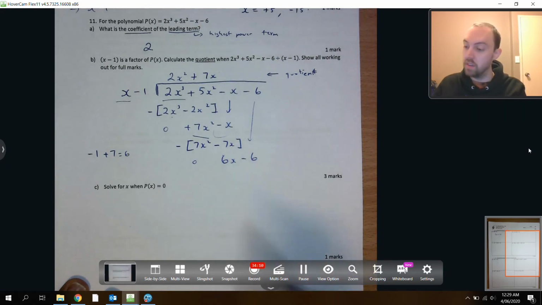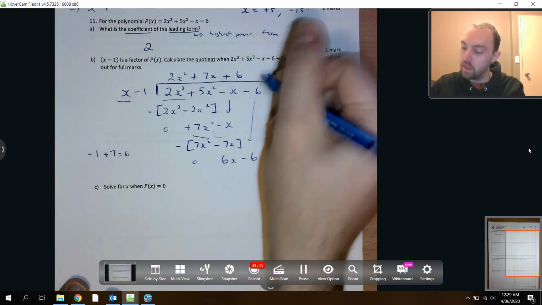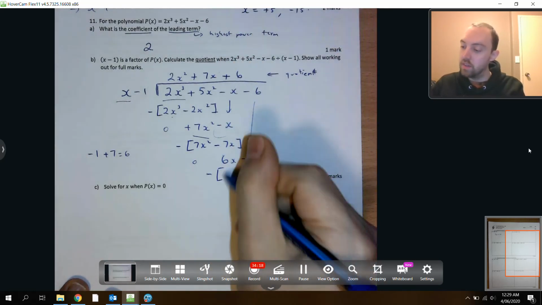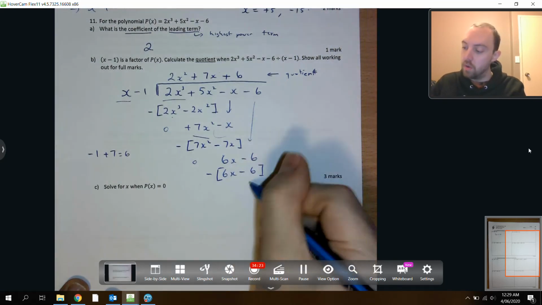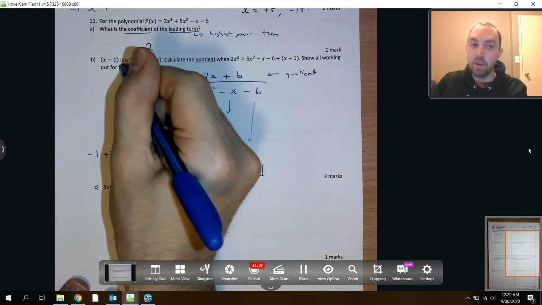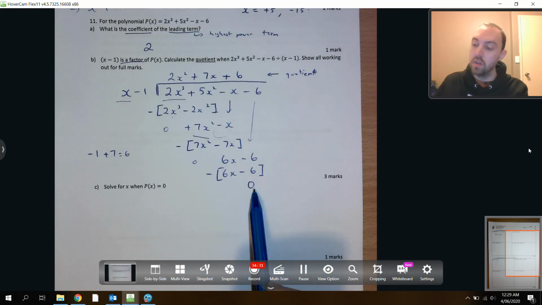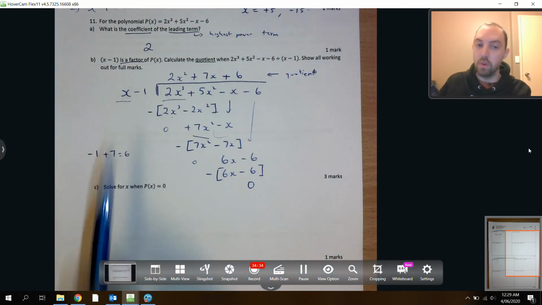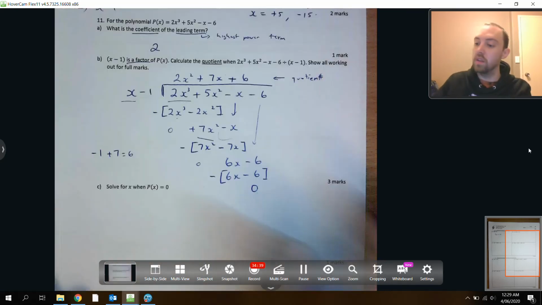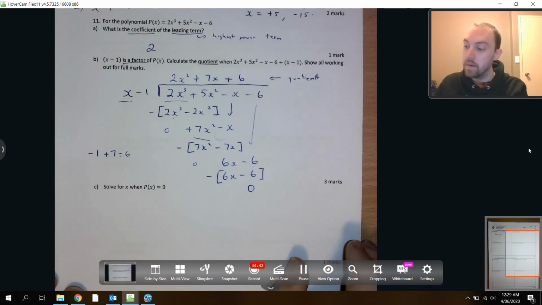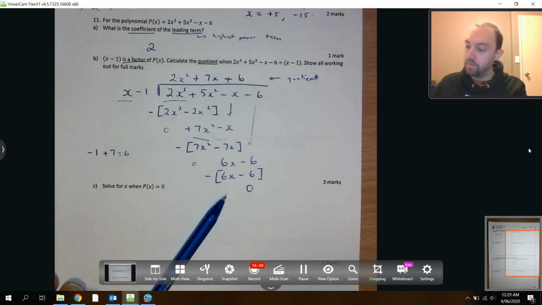Negative 6x take 6. 6x divided by x is positive 6. Take away 6x take 6. Remainder of 0. Because we know it is a factor, we know that there should be a remainder of 0. So if you haven't got that remainder of 0, even though you were told it is a factor, you've likely made a mistake somewhere along the way. You can use that to your advantage. And there's your quotient.